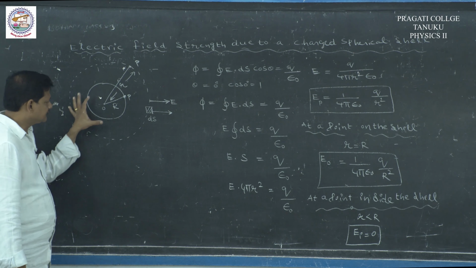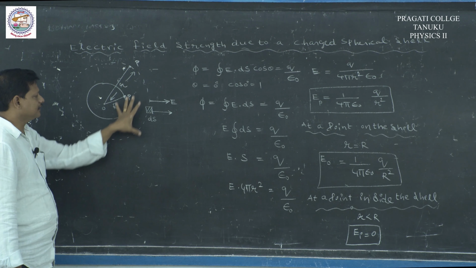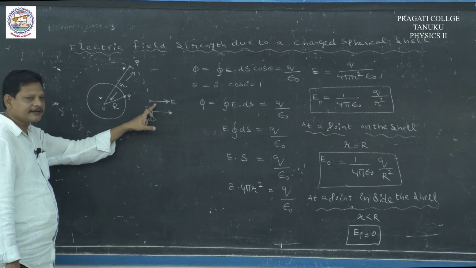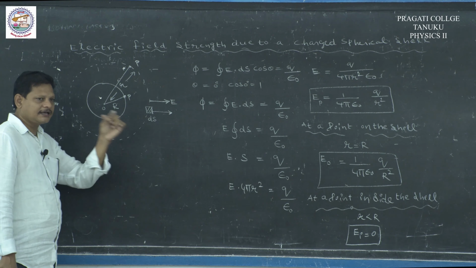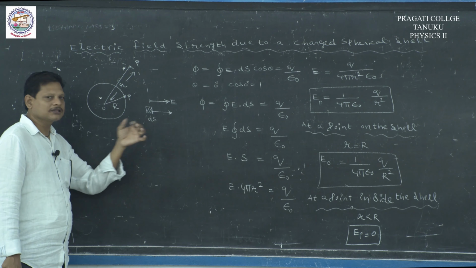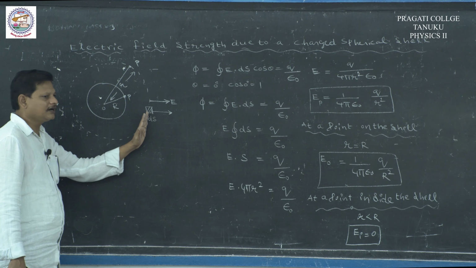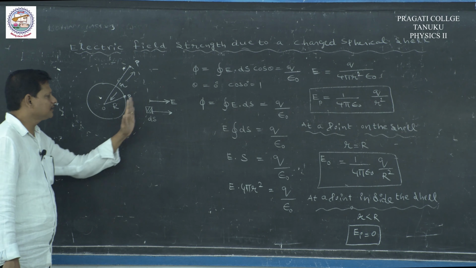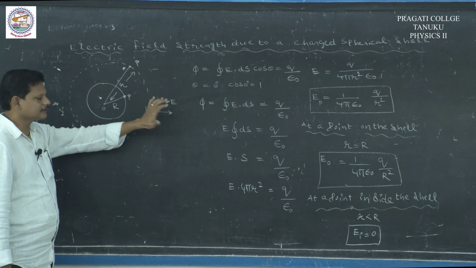Again, consider a spherical shell of radius R. Construct a Gaussian spherical surface of radius small r. We know the direction of electric field is always radially outwards. Let us consider an elemental area ds on the shell. We know the direction of area is always away from the point of consideration, or normal to the tangent. So, E and ds are parallel to each other. The angle between them is 0 degrees.